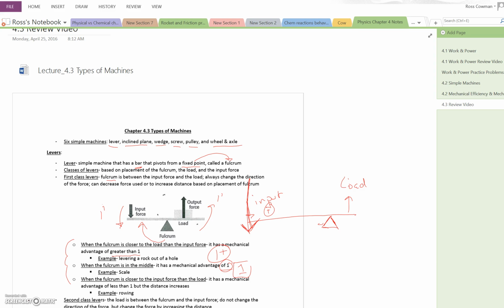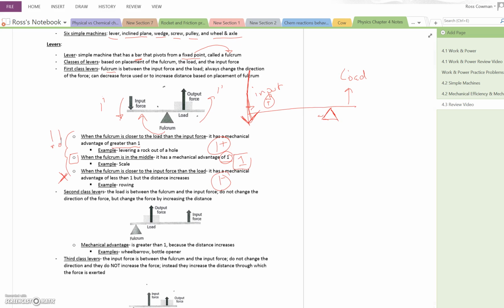So if you're trying to move a big heavy rock, you're not going to pick Option 3. You're not going to have that fulcrum close to the input force because you're not going to be able to move that big heavy rock. It's going to be less than 1, right? So it's going to be 1 minus. You would pick at least this one, if not definitely this one up here, right? Because you are going to have a mechanical advantage of greater than 1. Okay, so all based on where this fulcrum is going, that's going to change the mechanical advantage of these first-class levers.